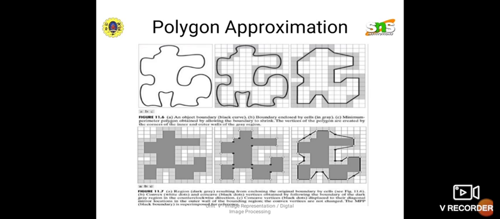based on the grid from the second one. Okay, so we are minimizing the boundary by using the lines, that is shown in the third diagram. Okay, and fourth is a region shown in dark gray that results from enclosing the original boundary by cells. So the whole boundary, inside the boundary, is replaced by dark gray color.